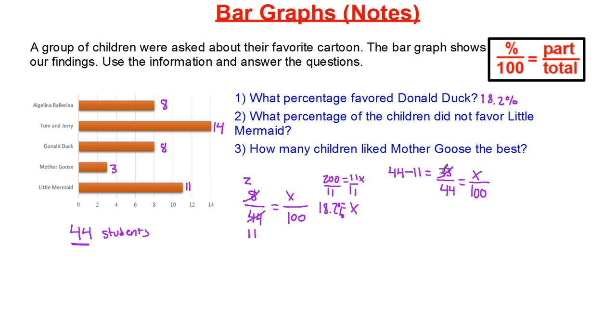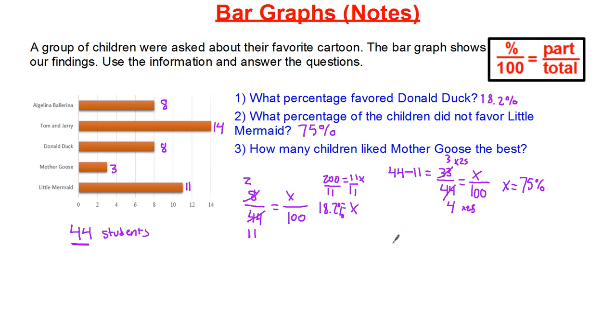I can actually simplify this by dividing by 11 to get 3 and dividing by 11 to get 4. 4 times 25 is 100. So this is going to be times 25. So then 3 times 25 is going to be equal to 75. So X is equal to 75% here. So 75% of the students did not favor the Little Mermaid.